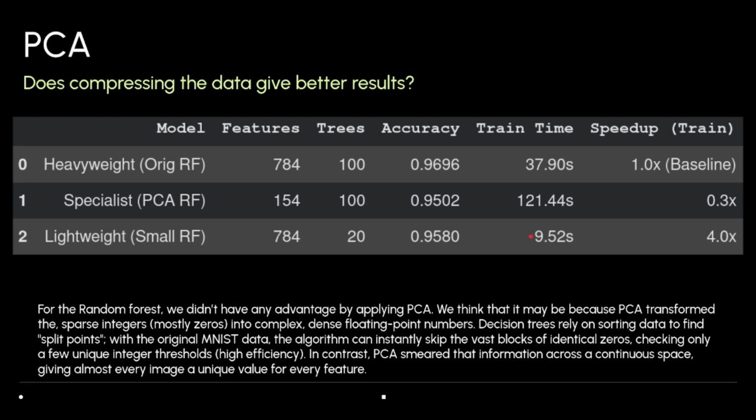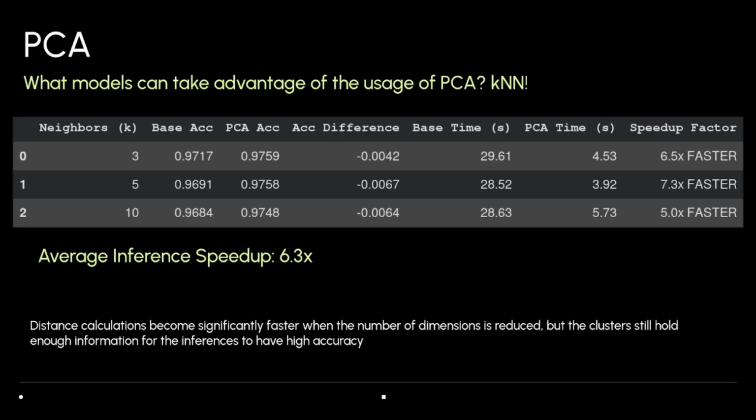Now, after finding out that PCA didn't actually help with the training of these random forests, we tried to find which kind of models would actually benefit from using PCA. Now, because of the way that KNN works, if we have fewer dimensions to classify our data, we can actually get a very good improvement. And now, when we use PCA for reducing the dimensionality, we get the same accuracy but much faster results, as you can see in this table.